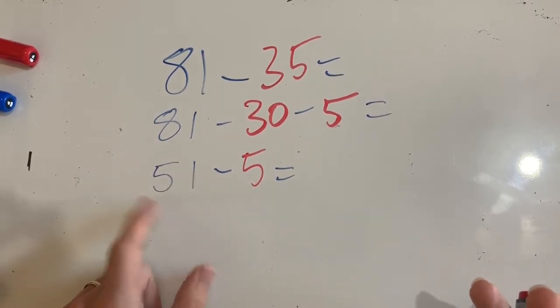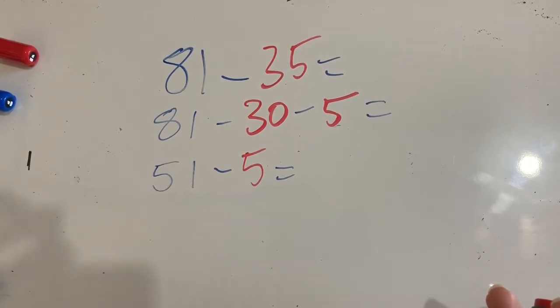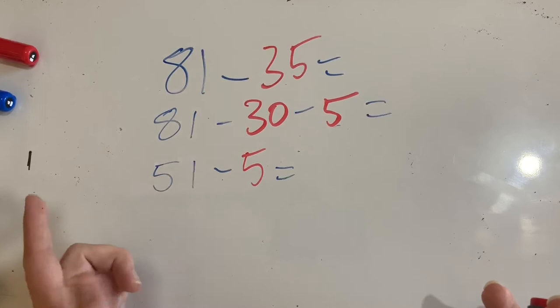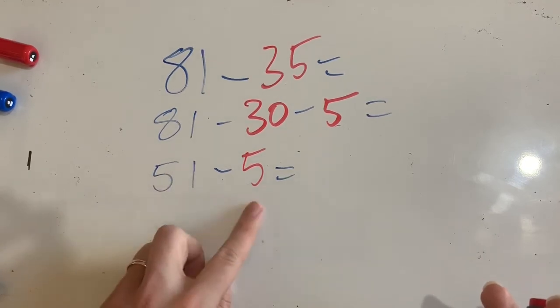Right now, 51 is not a multiple of 10. We know it's a multiple of 10 if it has a 0 at the end. So what do I need to do to make this a multiple of 10? Well, I need to subtract the 1. I can get 1 out of here.